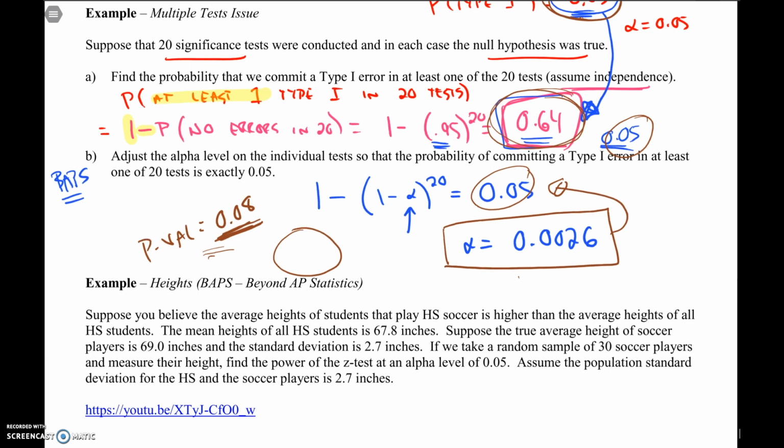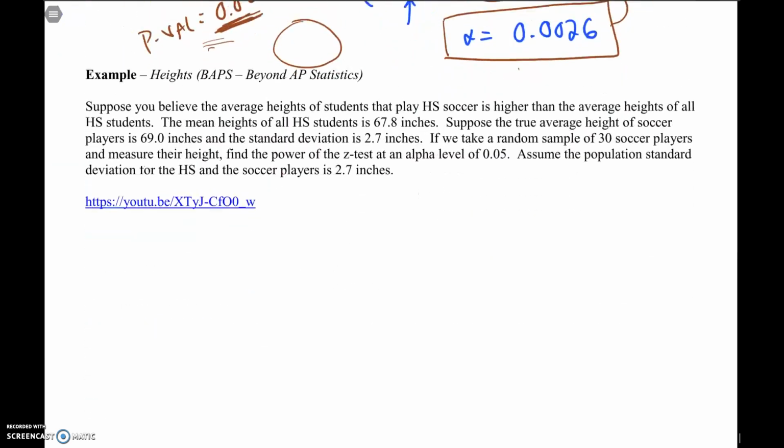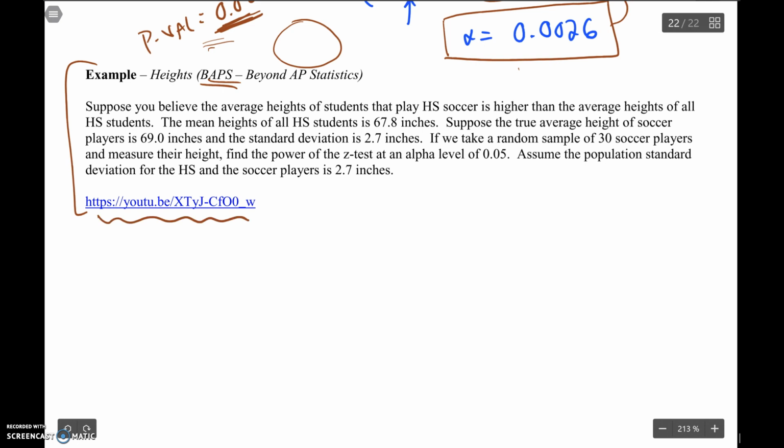Now, this last problem is another problem beyond AP Stats. This is how you actually calculate the power. If you're interested, you can put in this URL and see a video of this solution. I'll maybe even try to dig up that video and attach it to these notes so you can see it. But that concludes chapter 9.